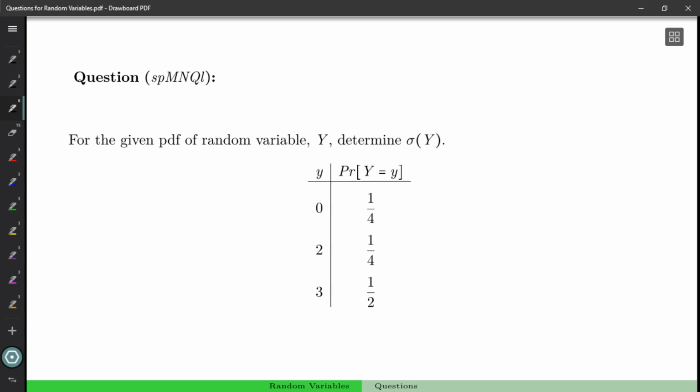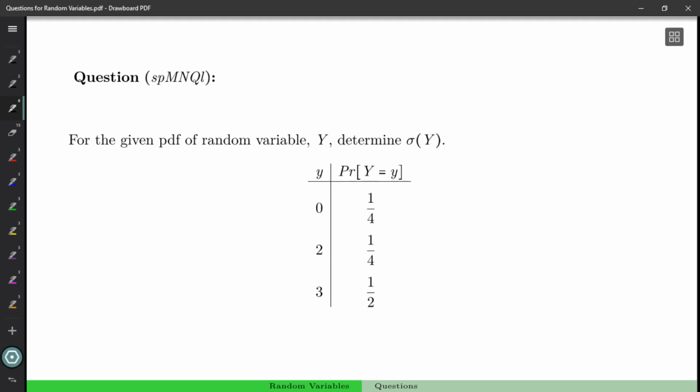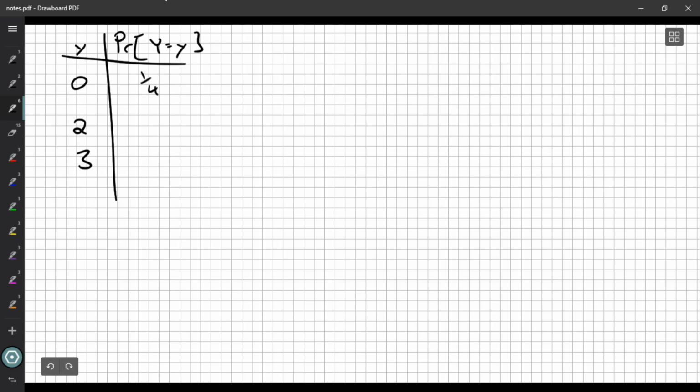For the given PDF of random variable y, determine the standard deviation of y. All right, well, let's get copying this PDF over into our notepad because we've got a fair bit of work. Okay, so 0, 2, and 3, if I'm not mistaken. Yep, 0, 2, 3, 1 quarter, 1 quarter, 1 half. Okay, now how do we get the standard deviation?